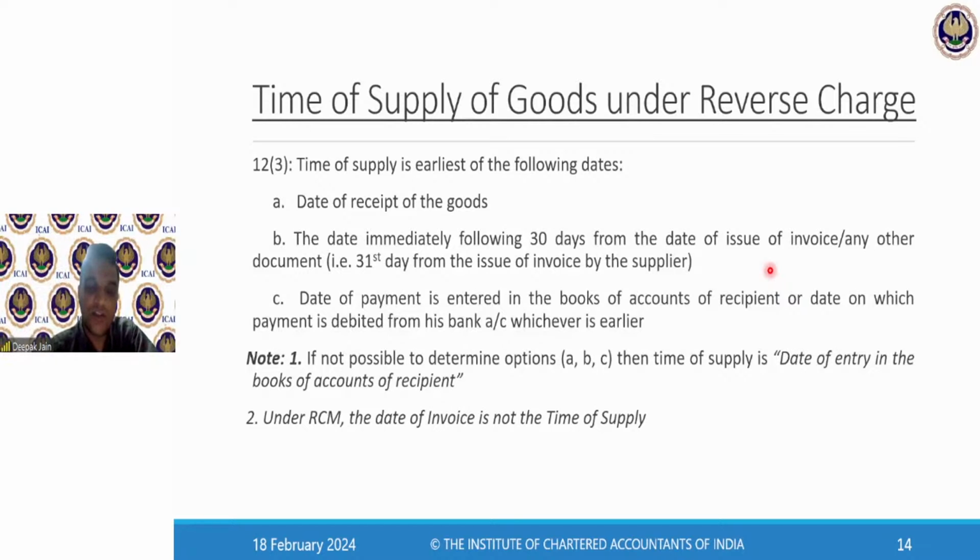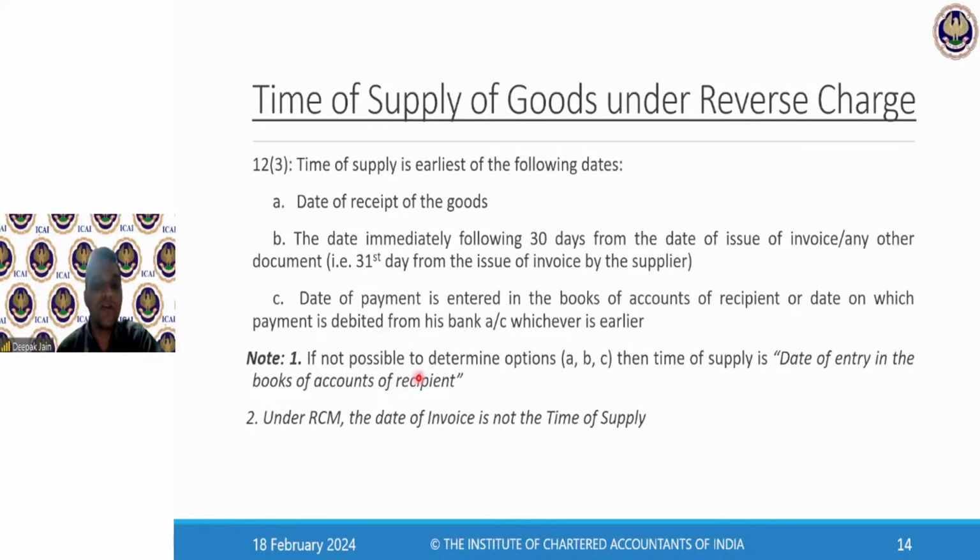So reverse charge they have not excluded. So for reverse charge, it is the date of receipt of the goods, or the date immediately following 30 days from the date of issue of invoice, or the date of payment. Whichever of these three is earlier, that is the time of supply for reverse charge. The date of receipt of the goods, or immediately following 30 days from the date of issue of invoice from the supplier, or date of payment, whichever is earlier.